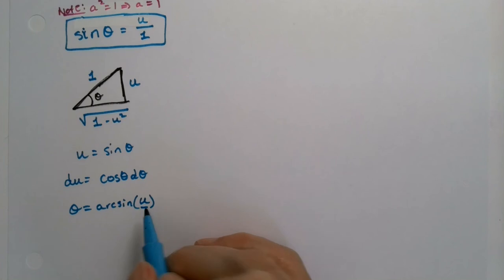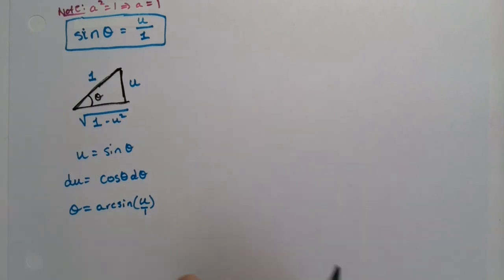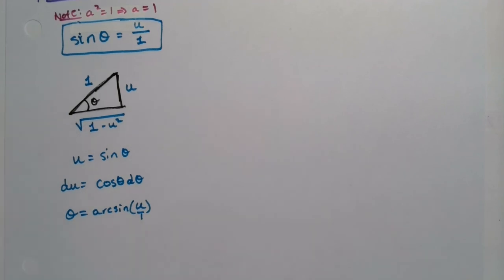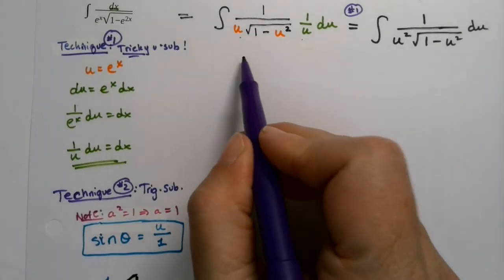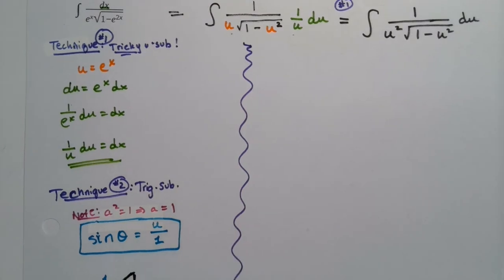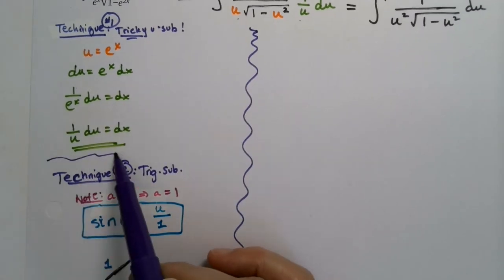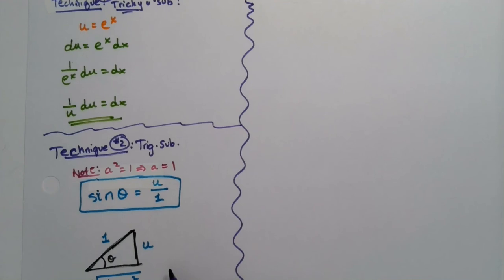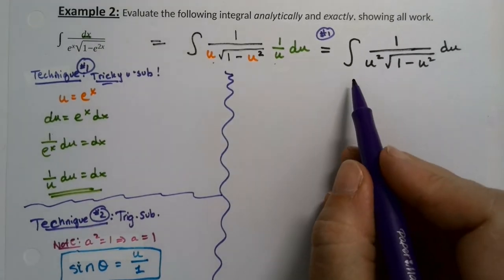Technically it's u over 1, but you know, it all works out, right? All right, so let's go substitute in. And I'm going to, of course, separate my paper out. So I have all my by hand work over here. So I got technique 1 there, technique 2 here. Now I'm going to go substitute into this thing.